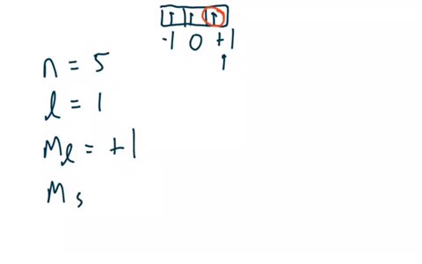And then finally, since the electron is pointing up, for MS, there's only 2 possible values. It's either +0.5 or -0.5. If it is pointing up, that means it's spinning clockwise, so you use the +0.5. Had it been pointing downwards, you would have put -0.5.